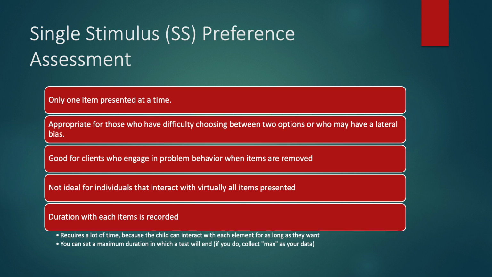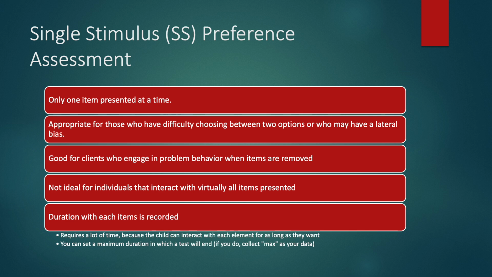So this type of preference assessment is typically really good for clients that will engage in problem behavior when items are removed, just like in the free operant preference assessment, right? So in this particular assessment, there's only one item presented at a time, and that client will have access to that item for as long as they engage with that item. If they choose to engage with the item for 3 minutes, well, then that's at the 3-minute mark. Once they stop engaging with the item, that's when we remove the item. But until they stop engaging with the item, we don't remove it.